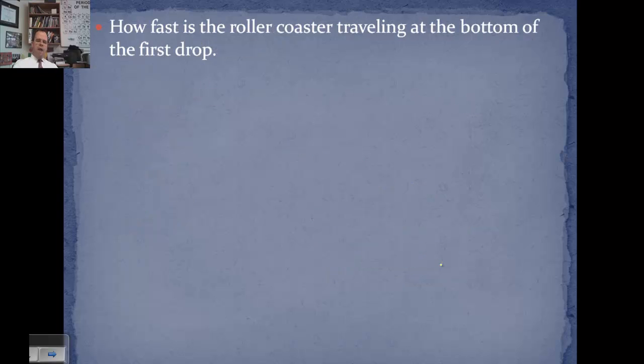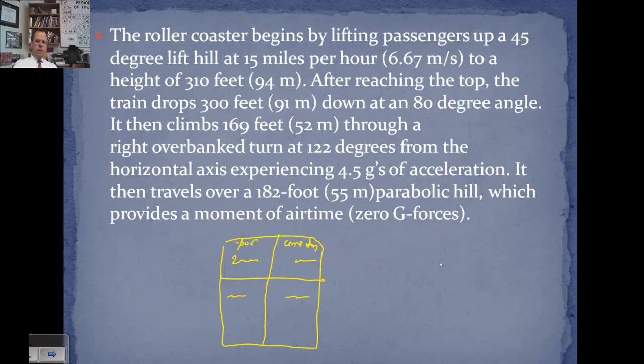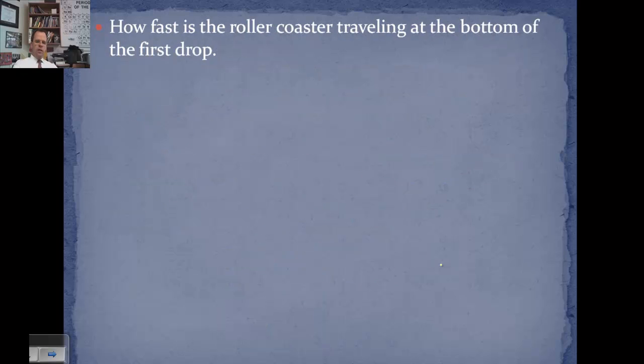Okay, how fast is the roller coaster traveling at the bottom of the first drop? So now we go back to our first data. It's going to drop 91 meters, so we know it's going to be 3 meters off the ground. It starts traveling at a velocity of 6.67. So in this case, our initial velocity is 6.67. Our initial height is 94 meters. Our final height is 3 meters, and we're looking for our final velocity.